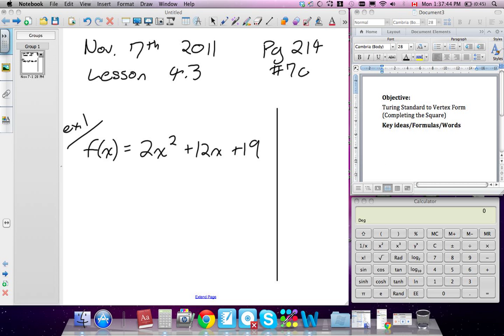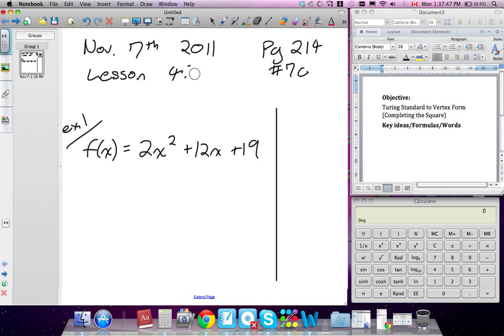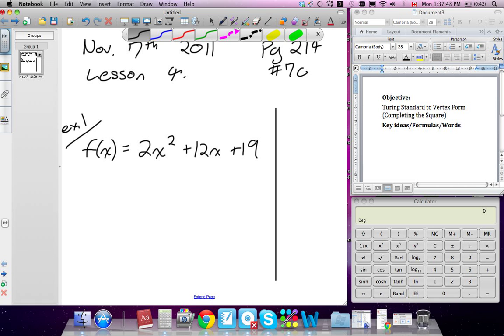Okay, so just to recap what we did the other day. Sorry, it's 4.2. Lesson 4.2 was completing the square, which is turning standard to vertex form. So we're in standard form right now, and we had to complete the square, which is a process to turn it into vertex form.